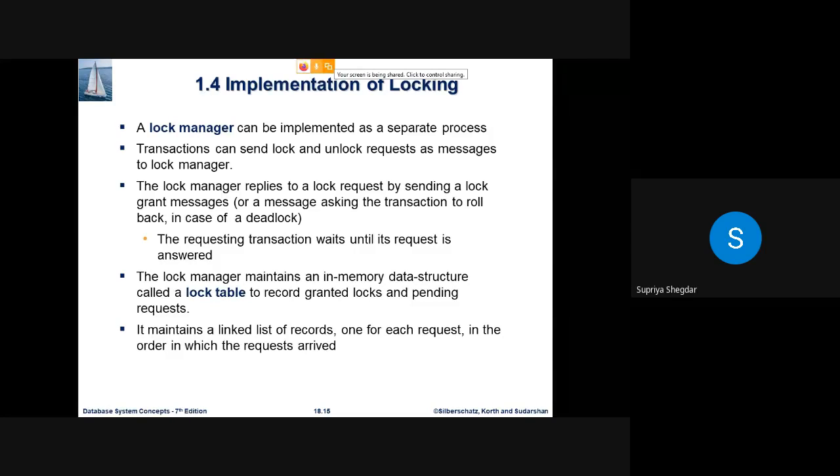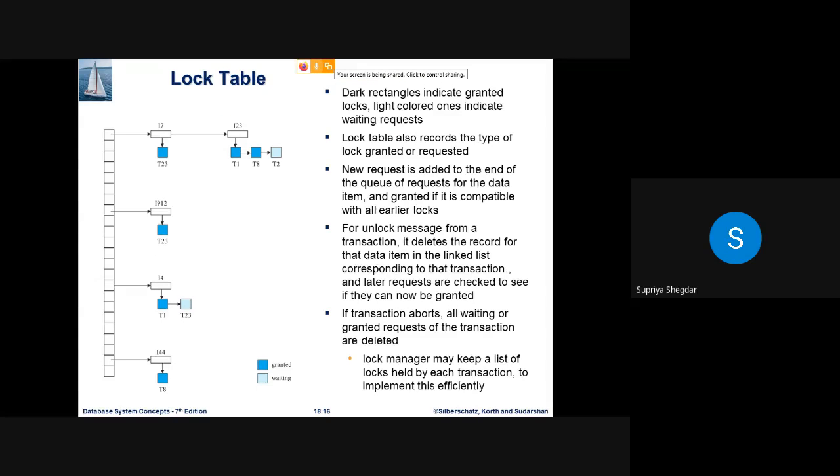So the information about both the granted locks and the pending locks is stored in the lock table, and this lock table is maintained by the lock manager. In the lock table, the records are stored in the form of a linked list of records. This is the representation of the lock table, and we know that the records are stored in the linked list manner.